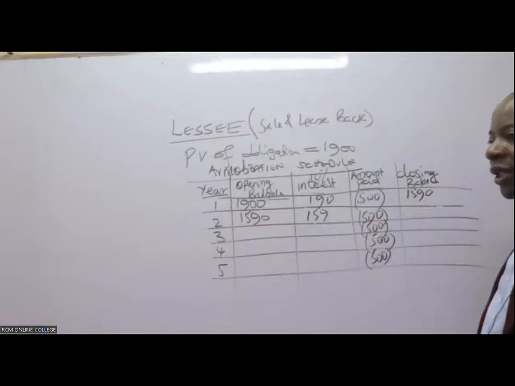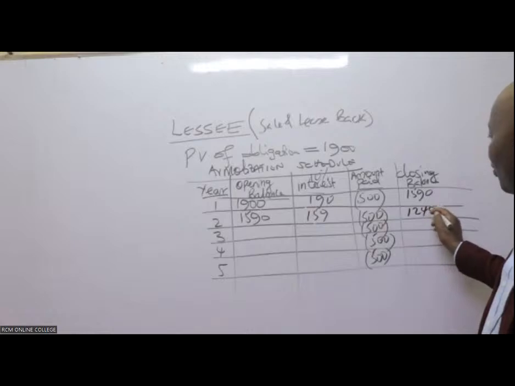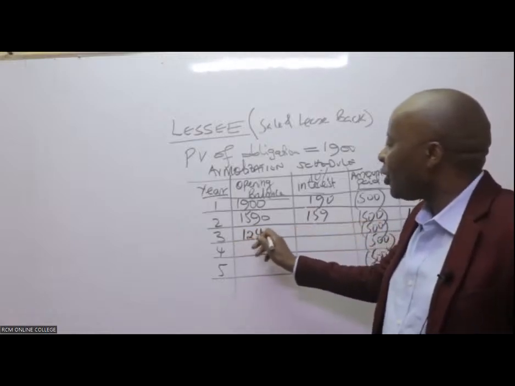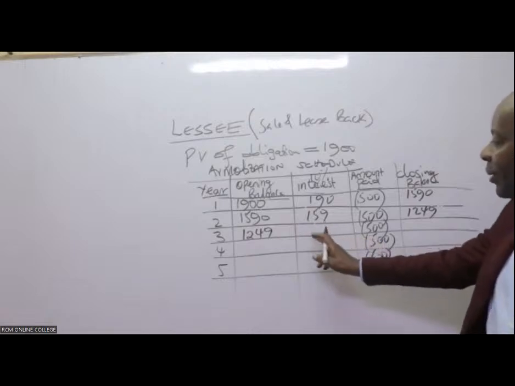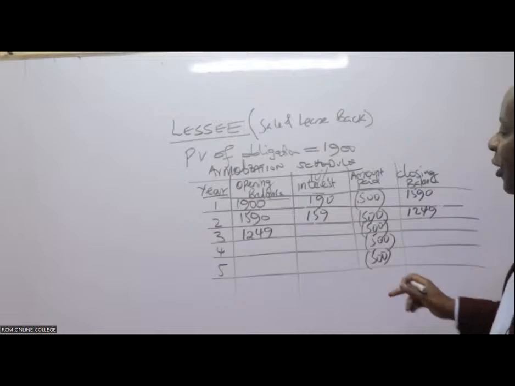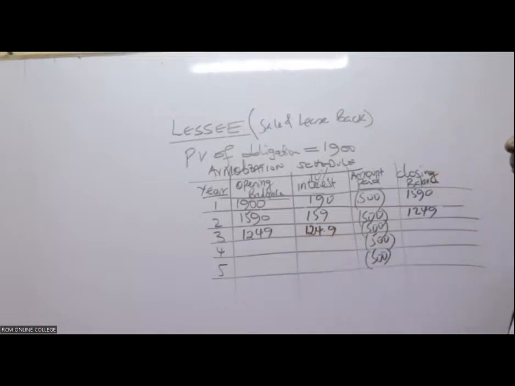So for year number 2, we have here 1,249. This 1,249 is what we bring here. So 1,249, are you able to give me the 10%? 10% of 1,249 gives me 124.9.